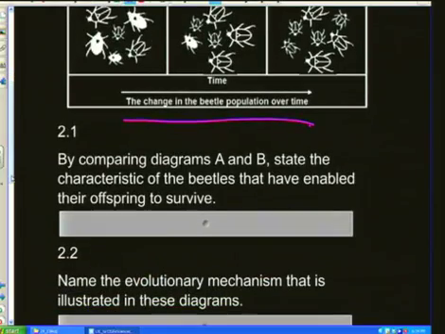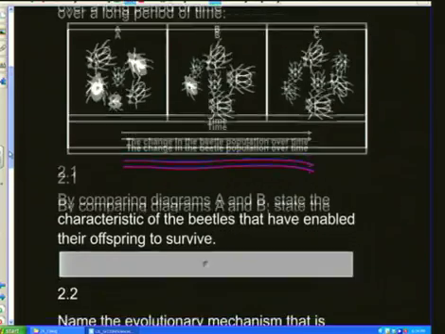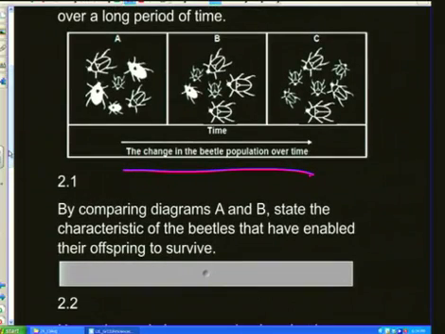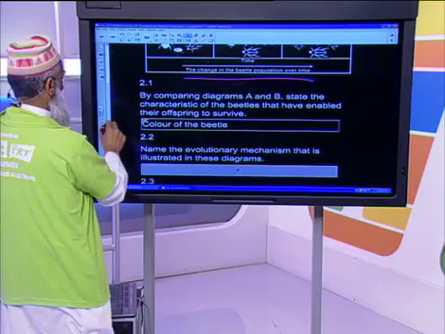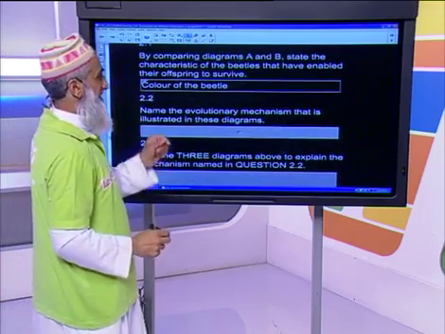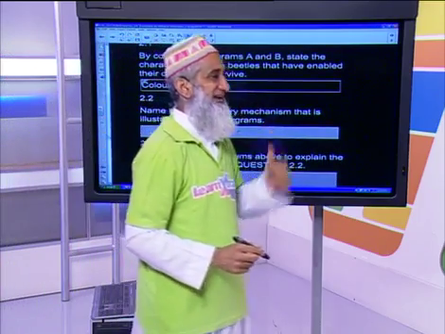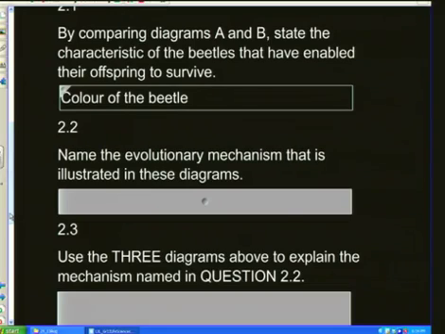By comparing diagrams A and B, state the characteristic of the beetles that has enabled their offspring to survive. In this case, what characteristic about the beetle enabled them to survive? The color of the phenotype. The color, right? The color in this case would have been the thing, because there's nothing else that you can see is different. Name the evolutionary mechanism that is illustrated in these diagrams. Natural selection. Natural selection, excellent.